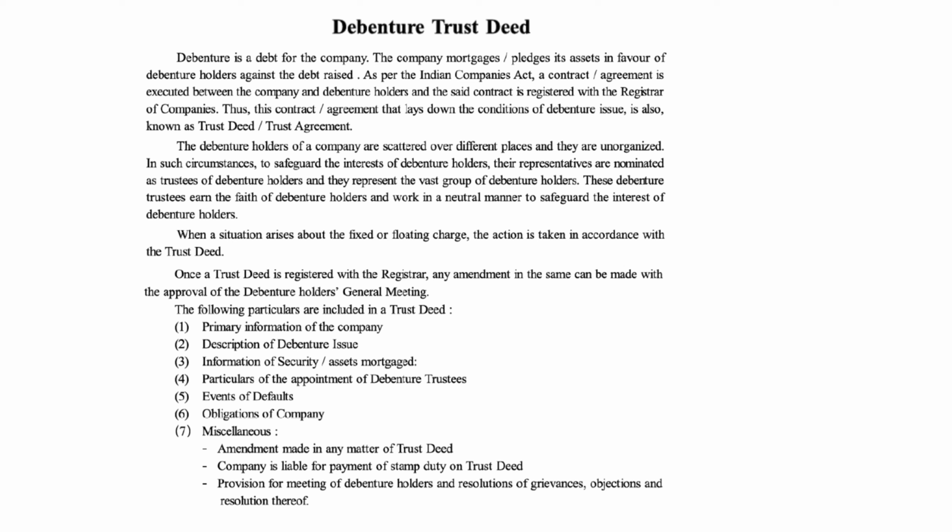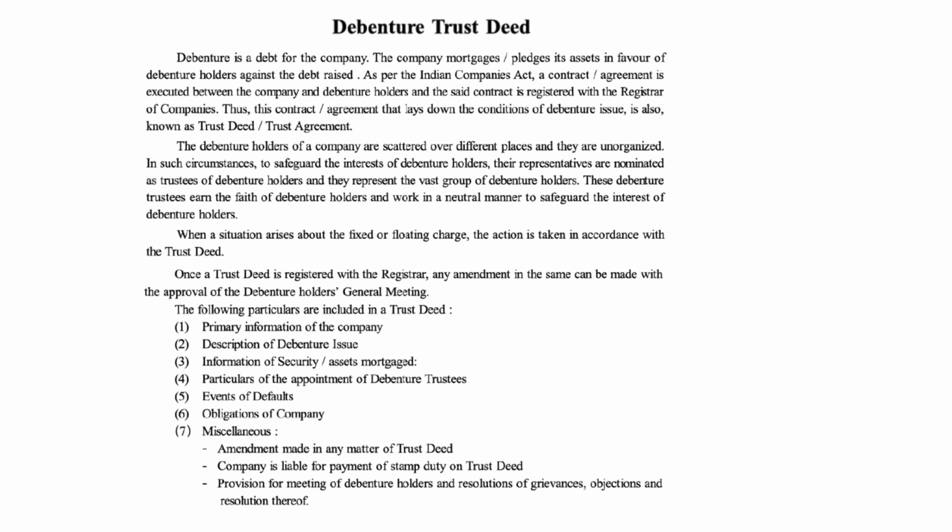Next will be event of default. For example, if the company is supposed to pay interest every quarter, that is once in 3 months. Suppose the company is not paying the interest once in 3 months, then the trust deed may have a clause in which it is mentioned that the debenture holders will wait for another 5 months. If for another 5 months the company is not paying the interest, then it will be considered a default.